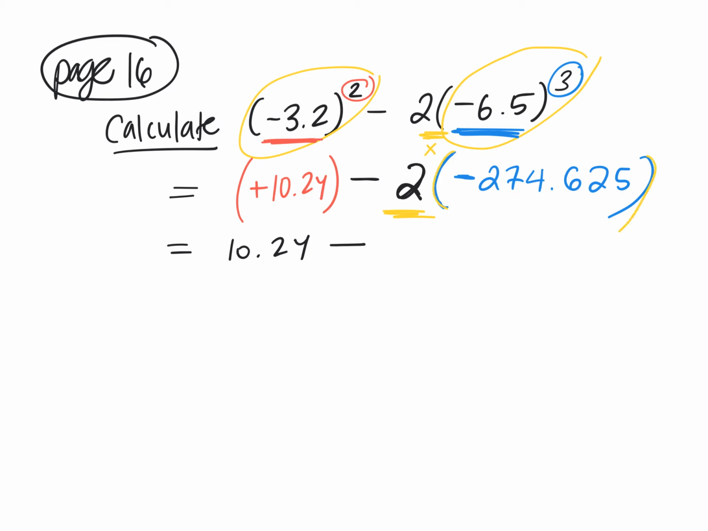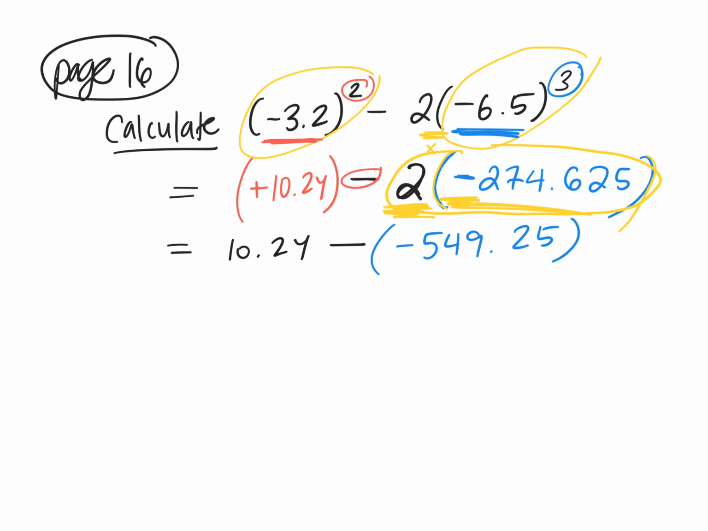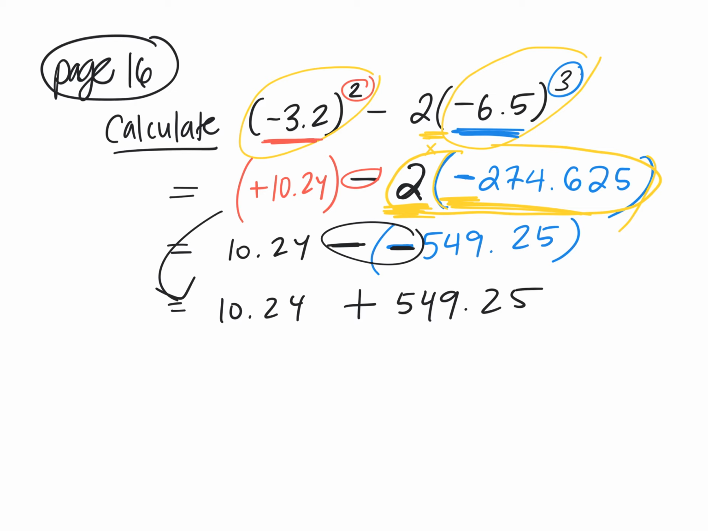So it's take away, right? What's 2 times negative 274.625? Because I'm just doing this right now, I'm ignoring this negative here, and I'm just doing 2 times a negative, which would give me a negative. But when we're subtracting a negative, we end up getting positive. So if you skipped this step and you just went straight to here, 10.24 plus 549.25, either of these are correct. Just add.